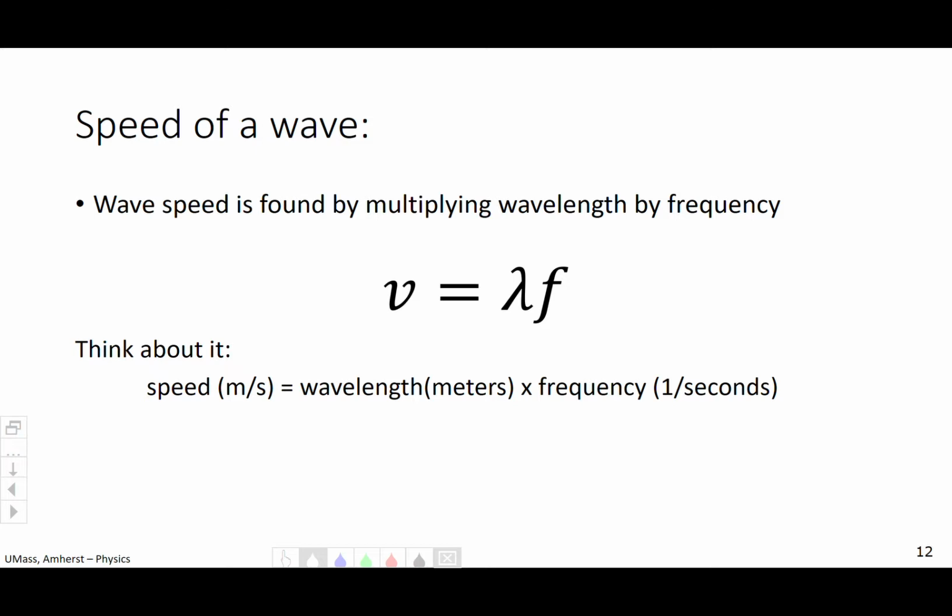Okay, so the speed of a wave. Wave speed is found by multiplying wavelength by frequency. So that's wavelength multiplied by frequency. We can see that we have speed is meters per second. Wavelength is in meters. Frequency is in hertz, which is 1 over seconds. So the units work out perfectly. So wavelength times frequency.